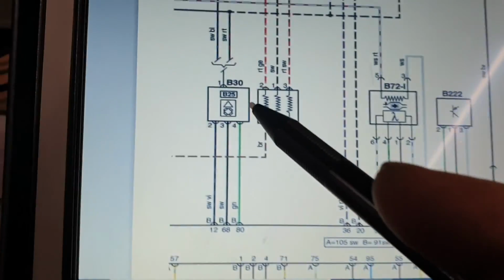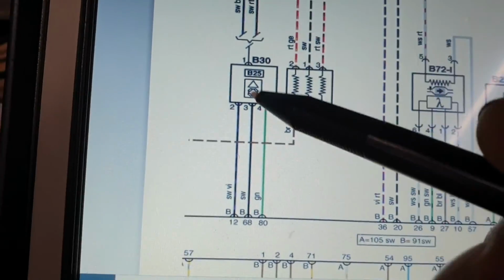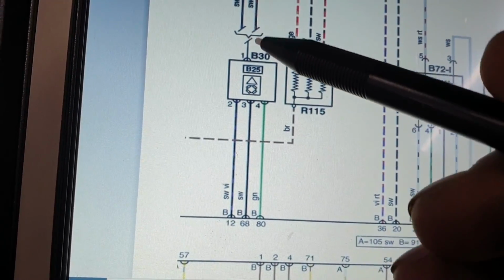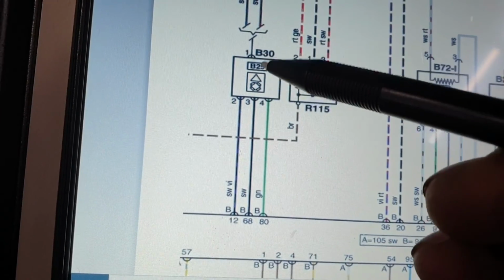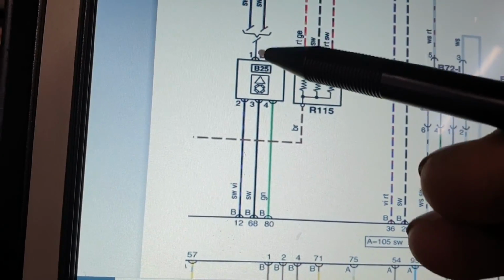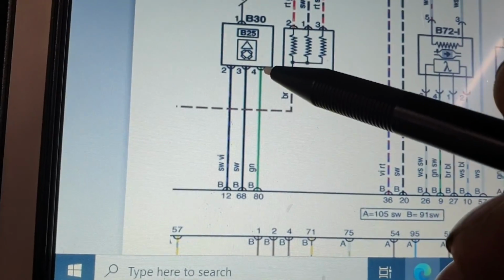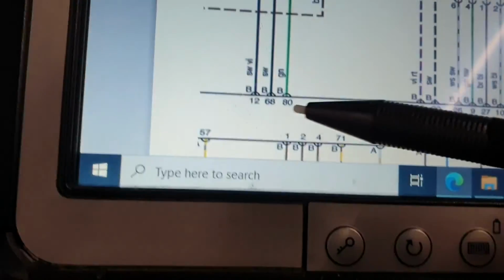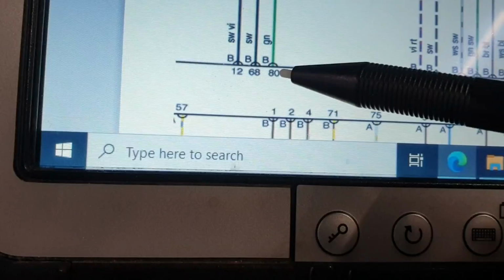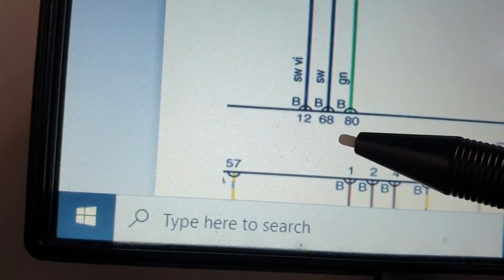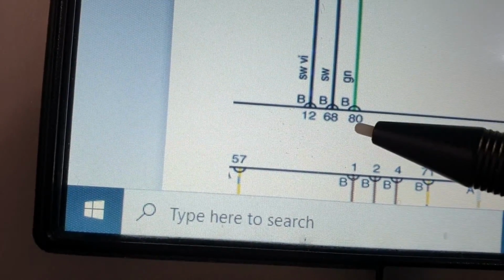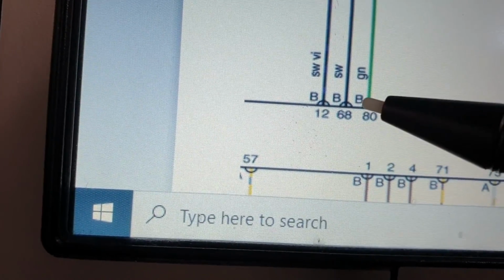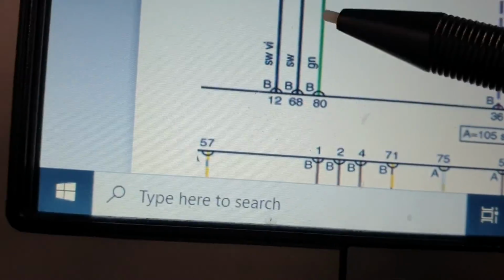Okay, this is the wiring diagram, and this is the mass airflow sensor. We are going to check 2 wires: one at pin number 1, which is the supply voltage, or power supply, to the mass airflow sensor, and pin number 4, which is the signal wire for the mass airflow sensor. As you can see, this one is connected to pin 80 at the engine control unit, and the connector name is B connector.